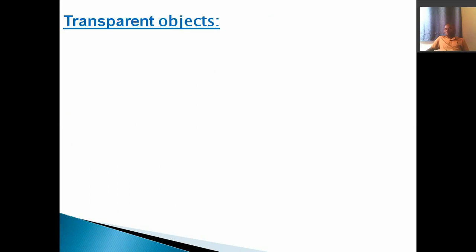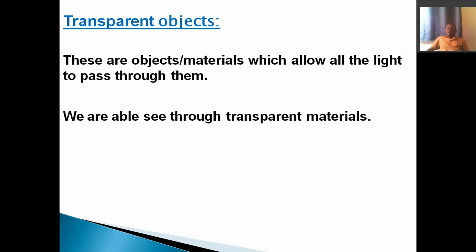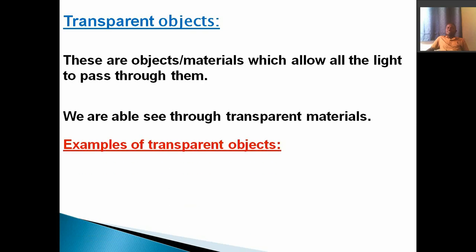Let's start. Let's look at the transparent objects. What are transparent objects? These are objects or materials which allow all the light to pass through them. We are also saying that we are able to see through transparent materials. Let's look at the examples of transparent materials.